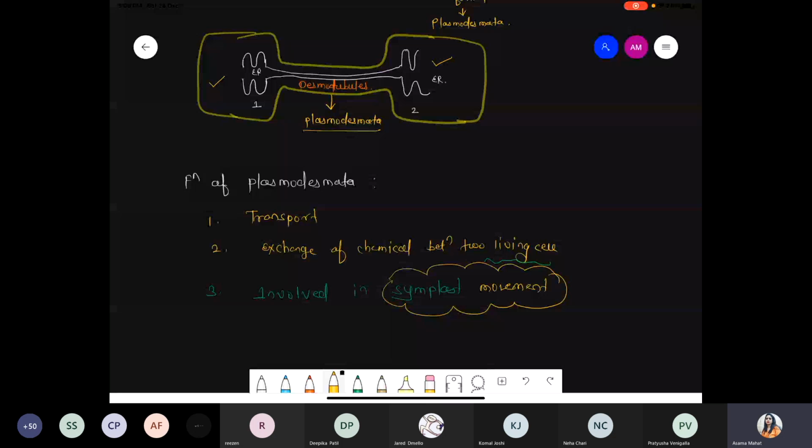I hope you remember, if you revise, symplast and apoplast are the two pathways where molecules can transfer from one cell to another cell. So the symplast pathway is nothing but movement of molecules with the help of plasmodesmata. Yes, every plasmodesmata has the desmotubules.